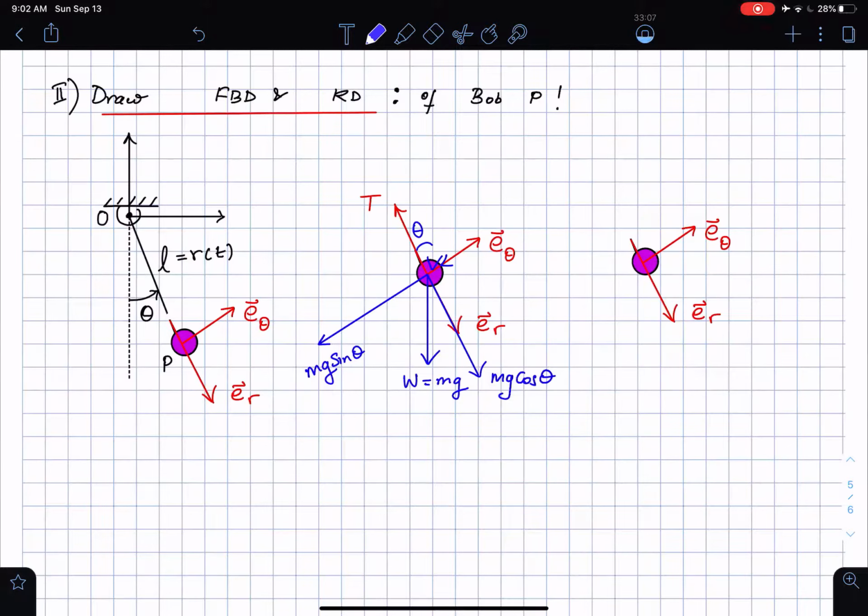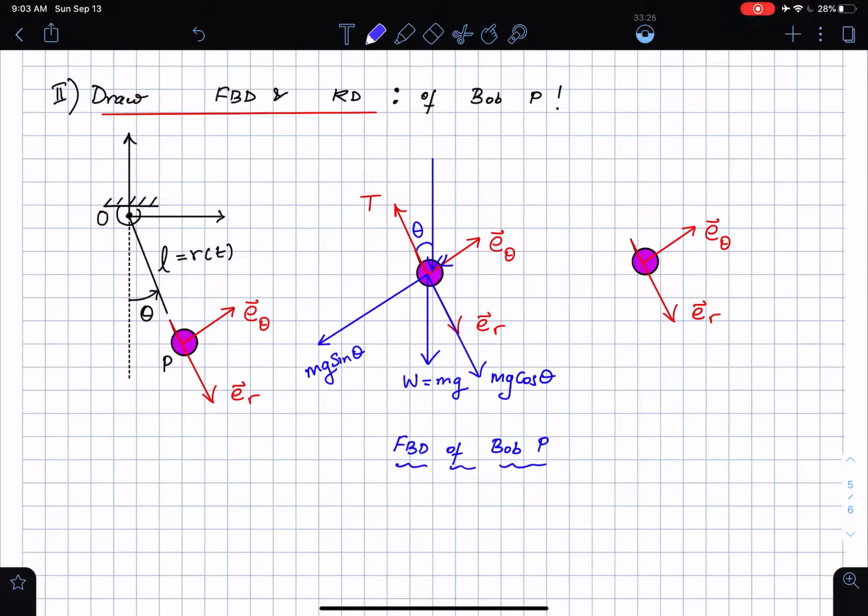Okay, so this is the free body diagram. So this is the FBD of the bob P. I hope this is fairly clear. All I did was take the weight and draw it down. So that's the angle theta that you had there.